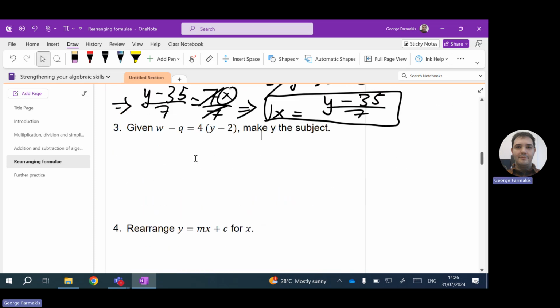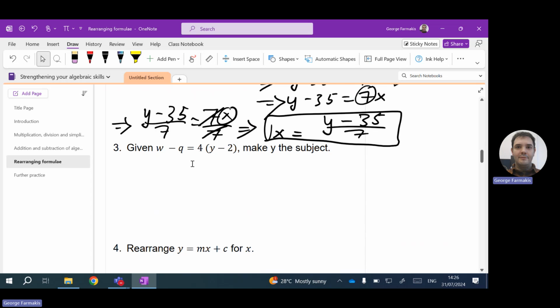Let's move to example 3. So here we have a formula which says w minus q equals 4 times the bracket y minus 2. We want to make y the subject of this formula. So we want to write y equals something. Again, the first thing we can do is to expand the bracket, so that we can have y on its own. So w minus q equals 4y minus, so 4 times y, and 4 times minus 2. We have a minus, so minus 2 times 4 is minus 8.